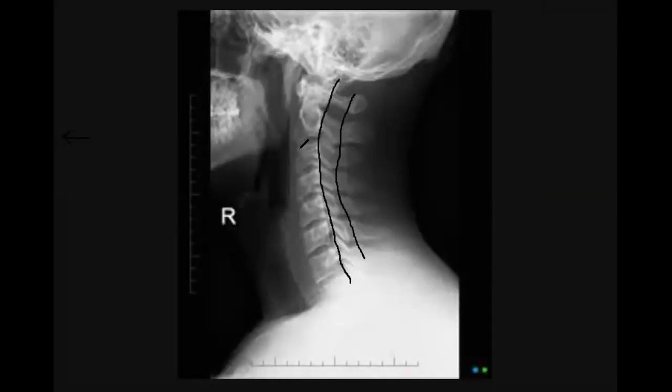The bones surround it. So these are your vertebrae again. Your discs are going to be in here. So this is a normal X-ray right here. So let's take a look at the next one.